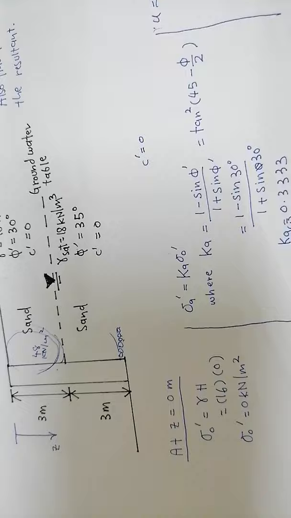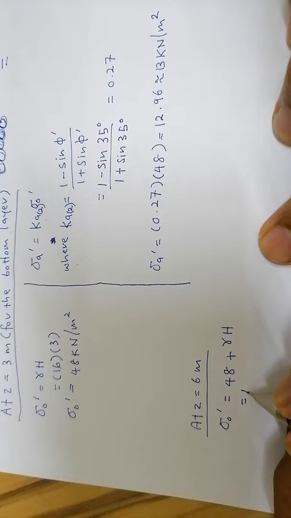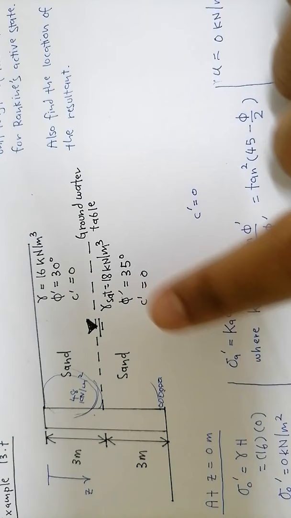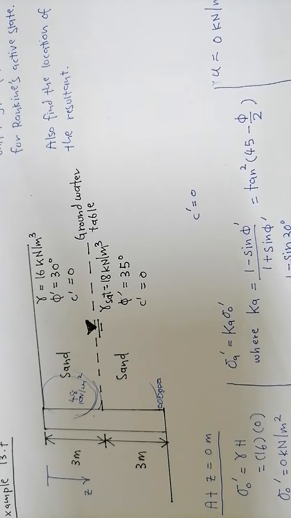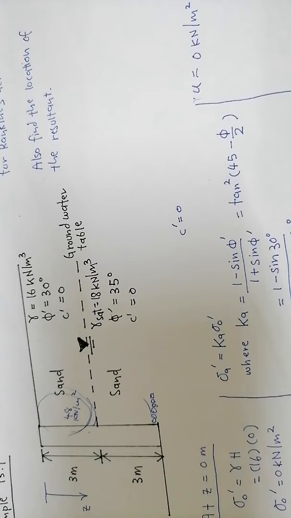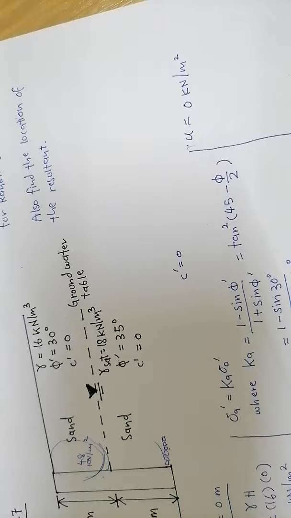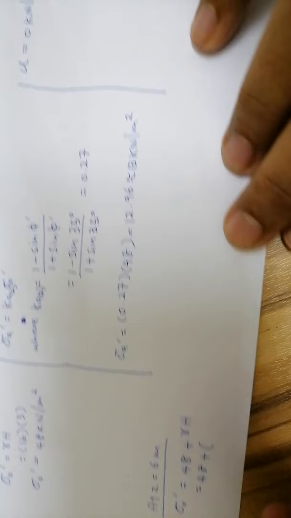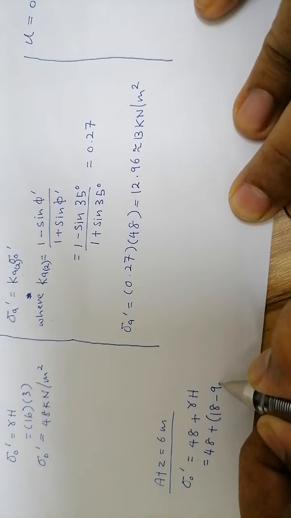Okay, you understand? So 48 plus gamma h equals 48 plus, remember about the gamma. So now we are at the lower layer. So the unit weight is the saturated unit weight, so we have to minus the unit weight of water, because we're just interested in the pressure caused by soil. For the pore water pressure, we are going to calculate it separately, remember? So basically 18 minus unit weight of water, which is 9.81, times h is 3.